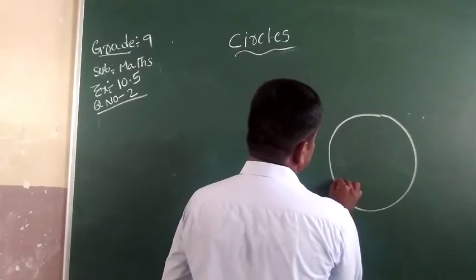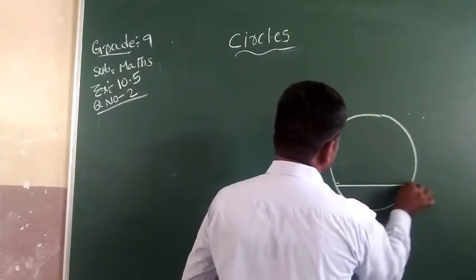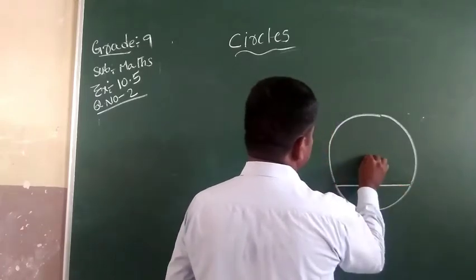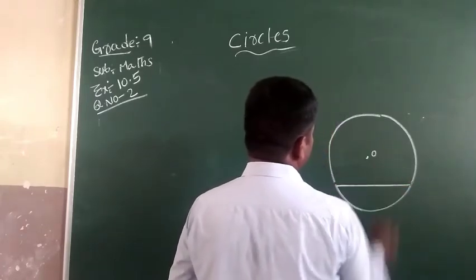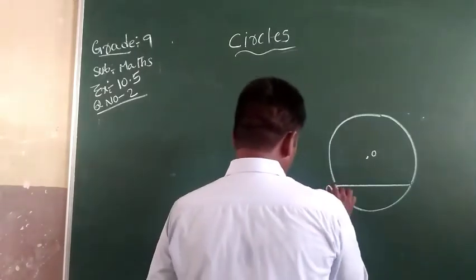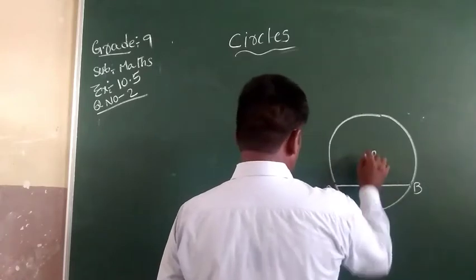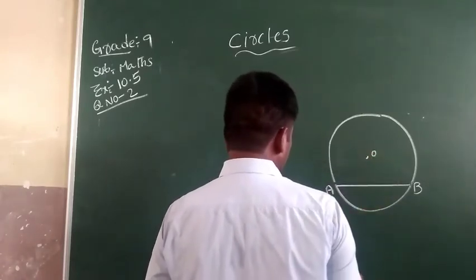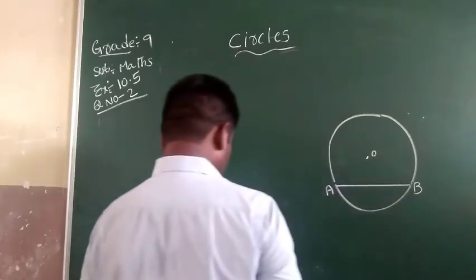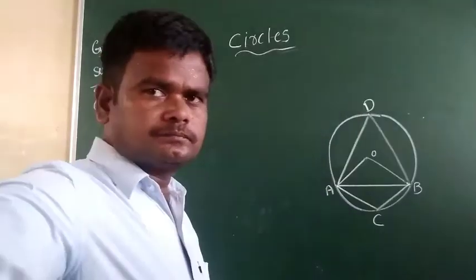This is the circle, this is the chord. This is the chord, this is the center of circle O. So here, this is the chord AB. This is the center of circle O.